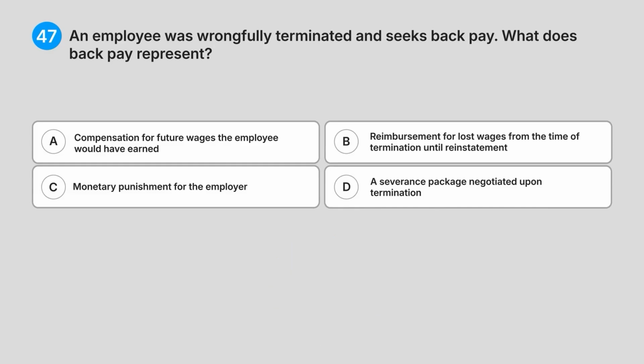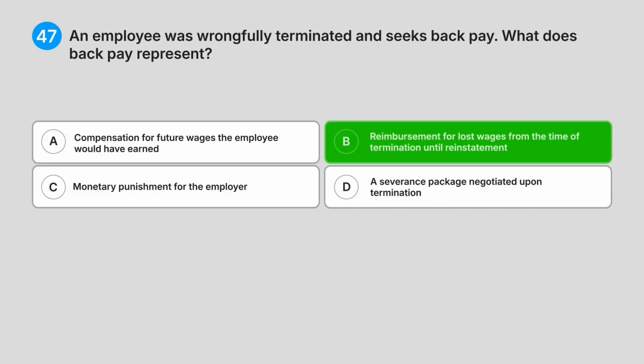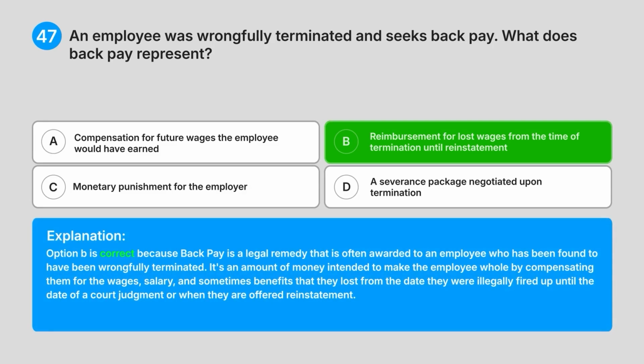Correct answer. B. Reimbursement for lost wages from the time of termination until reinstatement. Explanation. Option B is correct because back pay is a legal remedy that is often awarded to an employee who has been found to have been wrongfully terminated. It's an amount of money intended to make the employee whole by compensating them for the wages, salary, and sometimes benefits that they lost from the date they were illegally fired up until the date of a court judgment or when they are offered reinstatement.